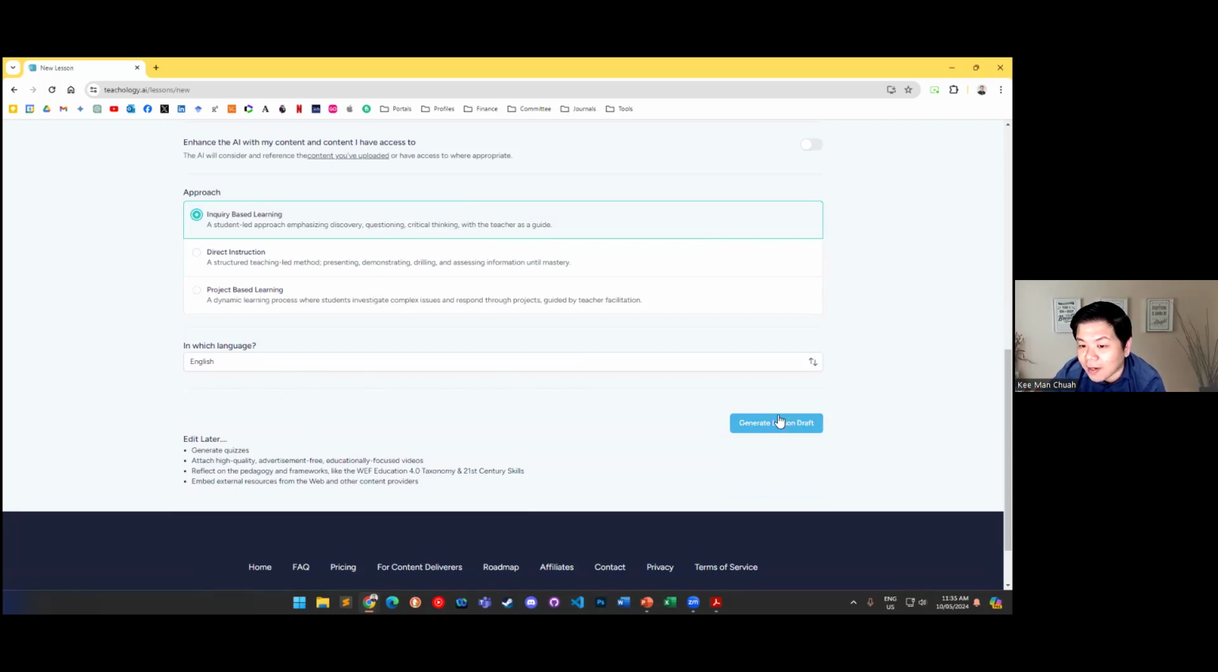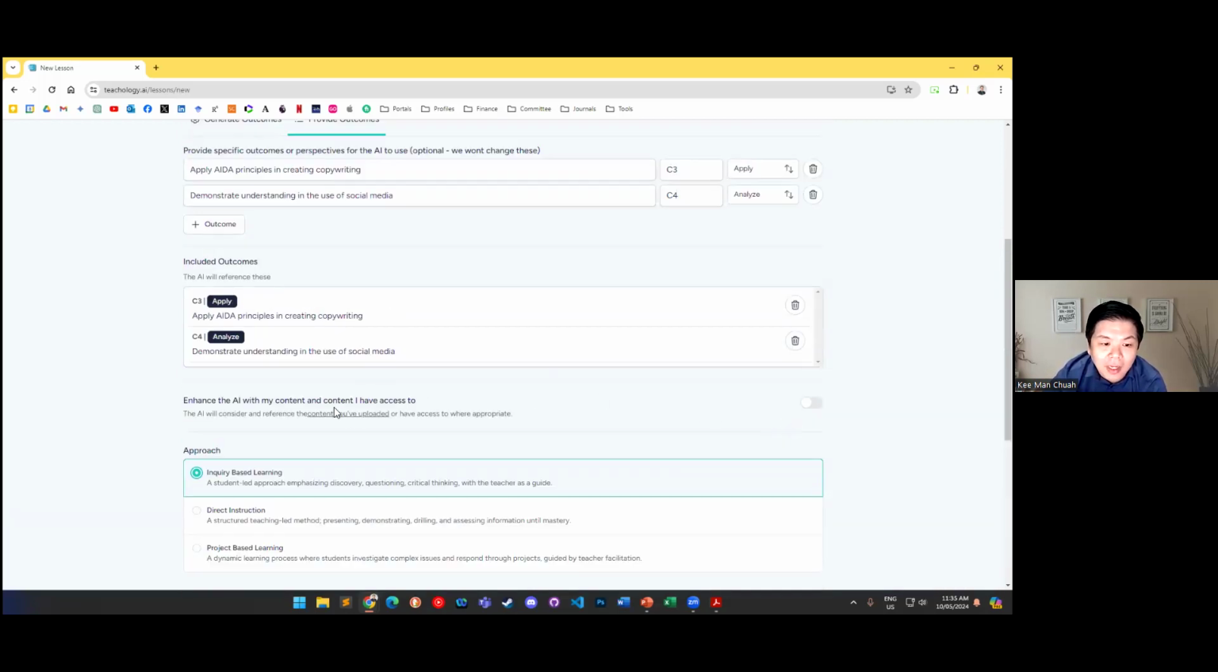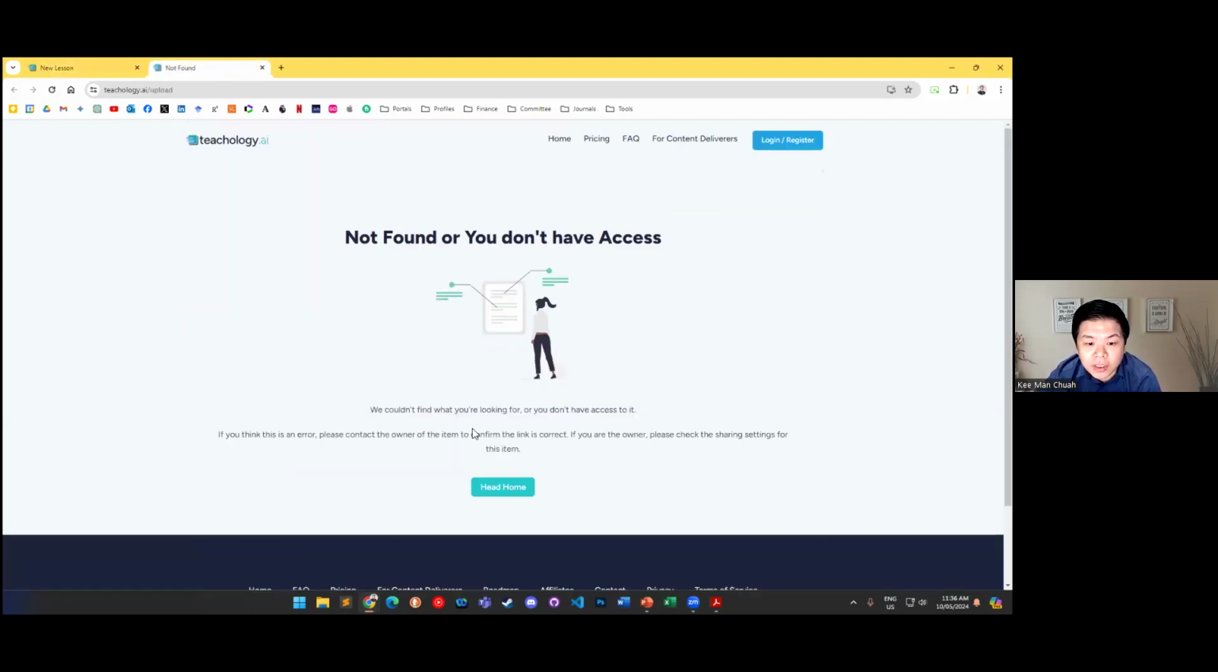Now, before you click generate lesson draft, you can also upload your content here. See here, enhance the AI with my content and content I have access to. Let's say you want this assessment to be aligned to your lectures or your teaching material. So you can upload your teaching material here first. So when this AI is generating the idea for the assessment, it will take into consideration your materials, right? Then you turn it on. In my case, I have not uploaded anything, so I will just turn it off. If you have, then you just click this one and upload here, all right?